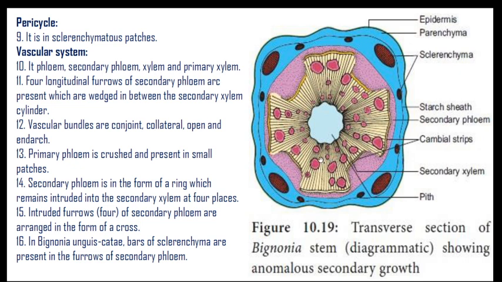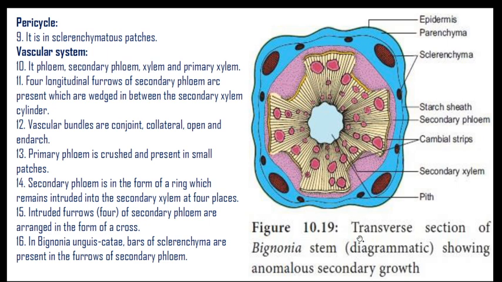So these are the primary phloem which are crushed and present in small patches, while secondary phloem is in the form of a ring which remains intruded into the secondary xylem at four places. So here is the secondary phloem, this is the secondary phloem, this one again a secondary phloem, and this one is the pith. In Bignonia, groups of sclerenchyma are present in the furrow of secondary phloem. So these are the furrows.